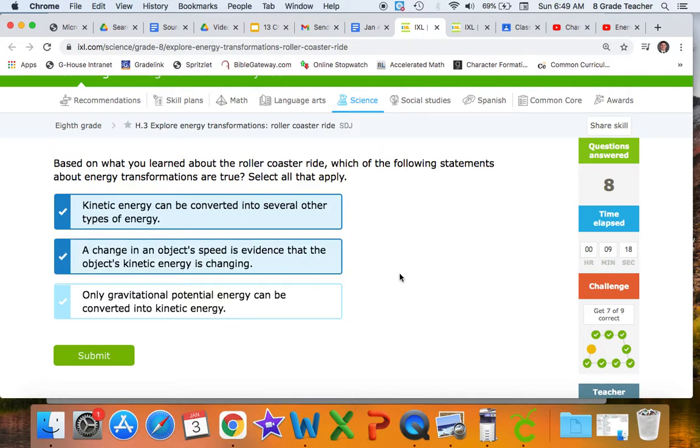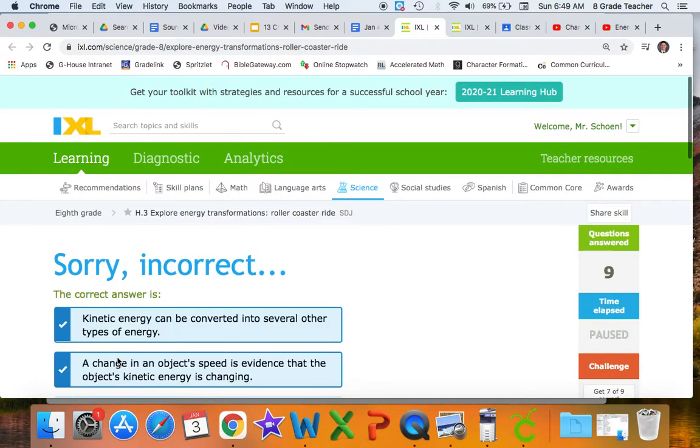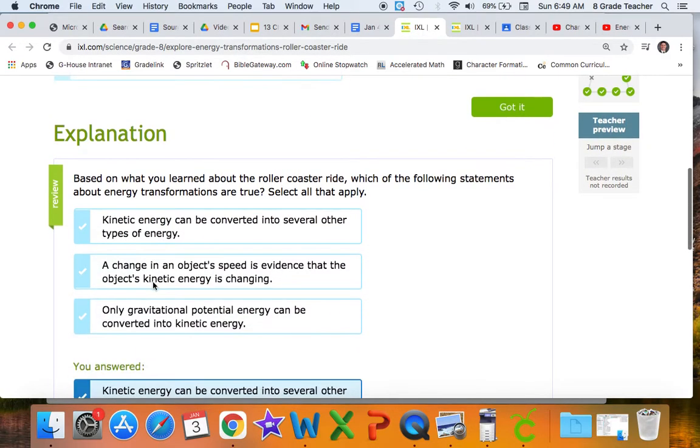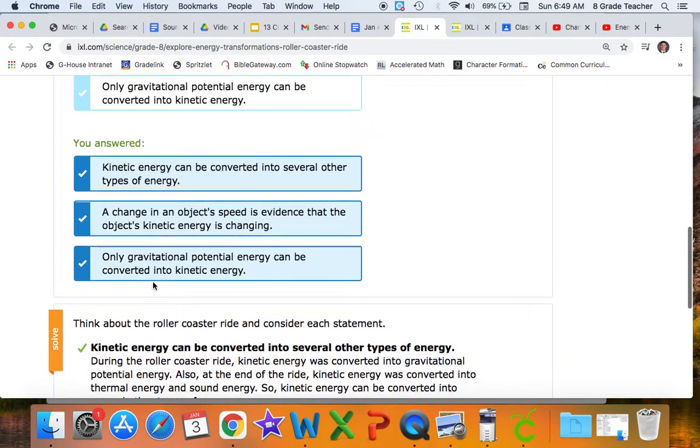Only gravitational potential energy can be converted into kinetic energy. Gravitational potential energy can be converted into kinetic energy. So the energy of position turns into movement. I would agree with that. Never mind, not the last one. Based on what you learned on the roller coaster ride, this answer is not correct.